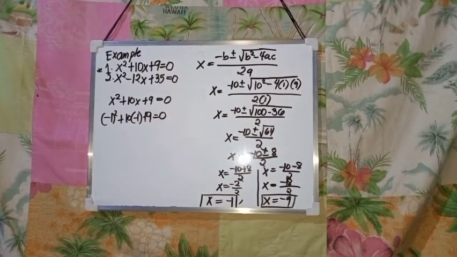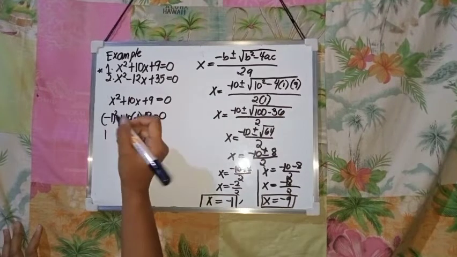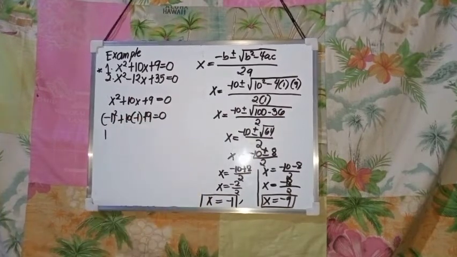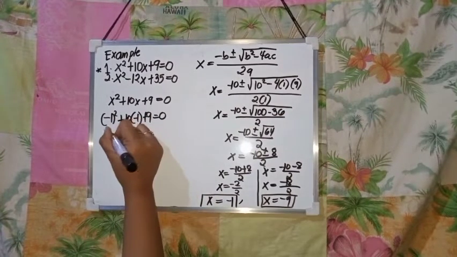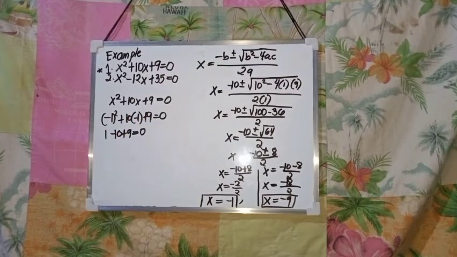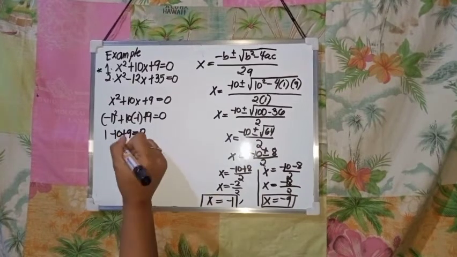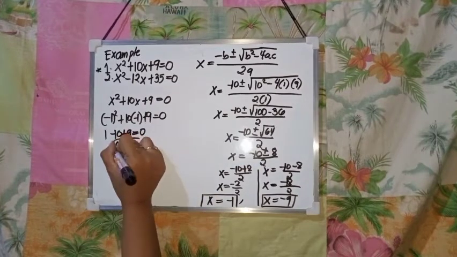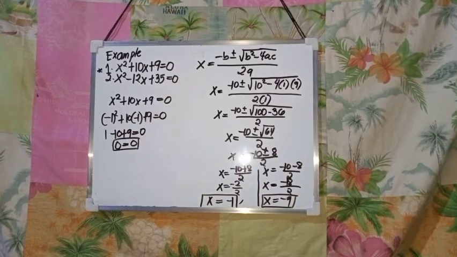So negative 1 squared is positive 1. Positive 10 times negative 1 is negative 10, plus 9 is equal to 0. So 1 minus 10 plus 9 is 0, and 0 is equal to 0. So therefore, x is equal to negative 1 is correct. So it is true that one value of x is negative 1.